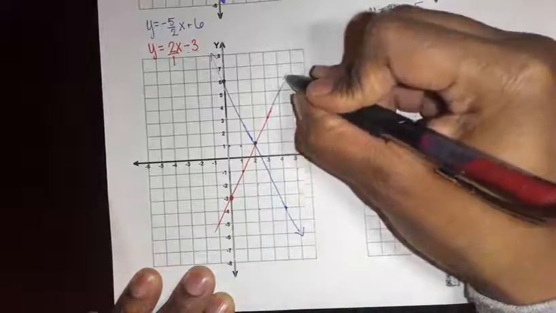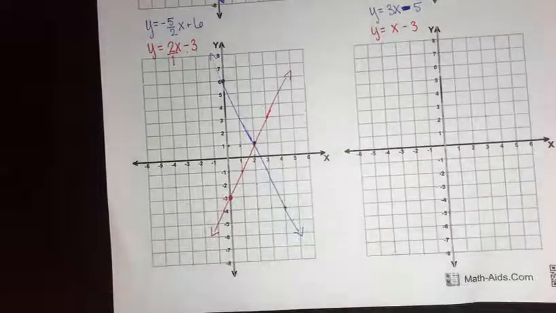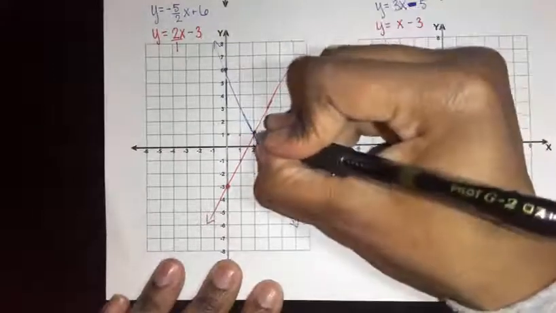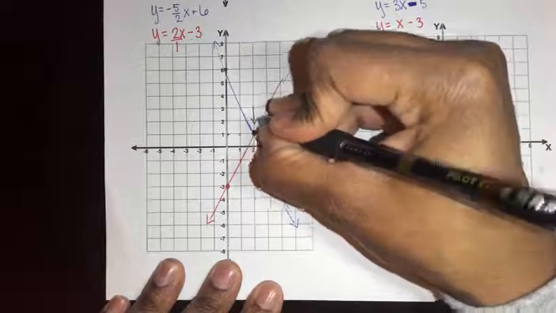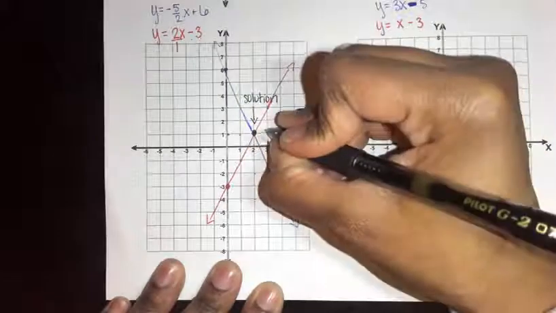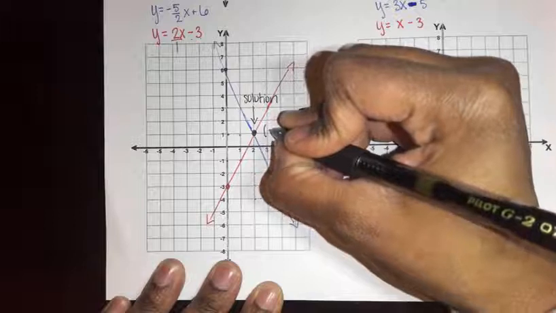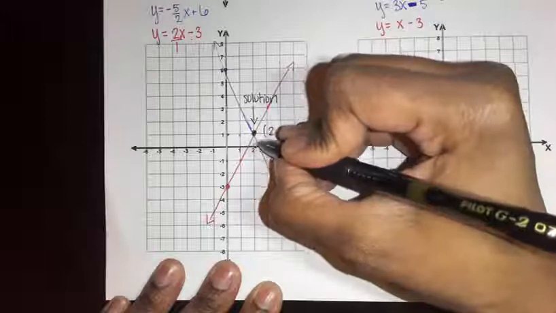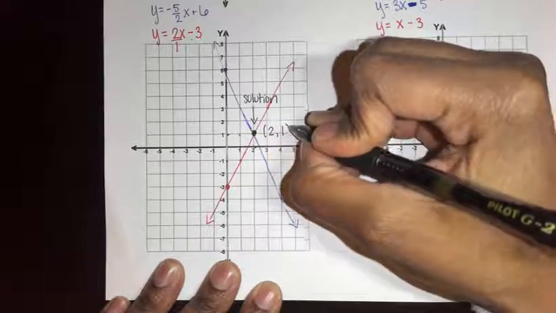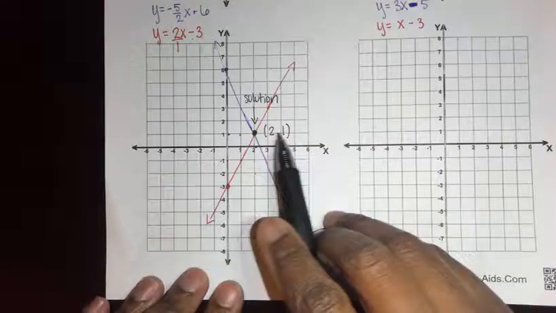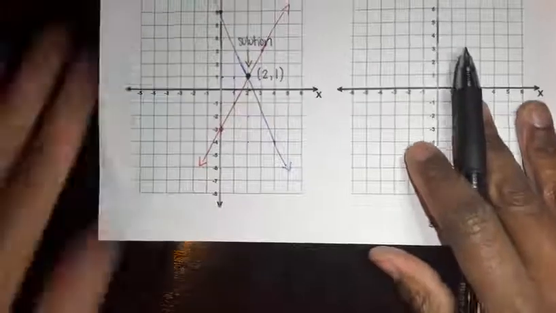And there's that line. And now I can look at this and see that I have the solution right here. That is my solution. And that coordinate is 2, because I went out 1, 2, and 1 is my y value. So my solution is (2, 1), and I need to verify that the same way I was verifying it on the other ones.